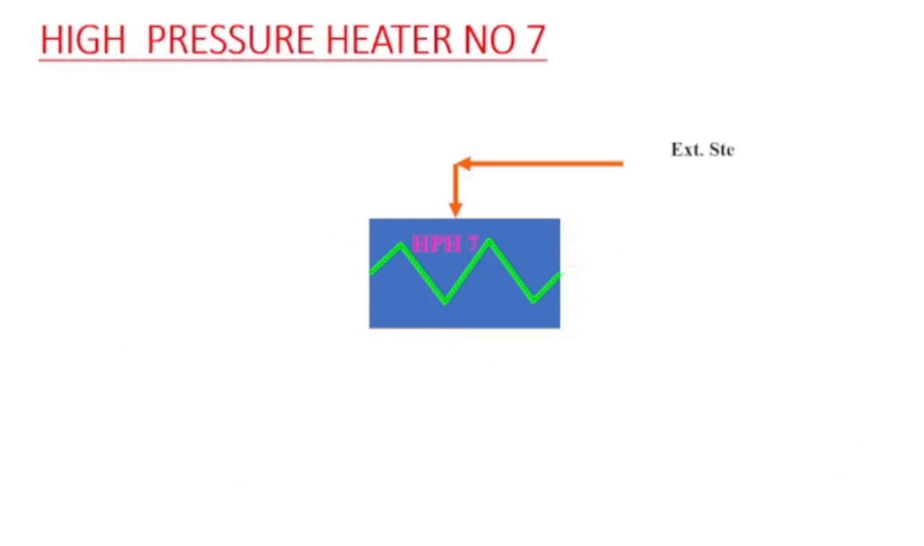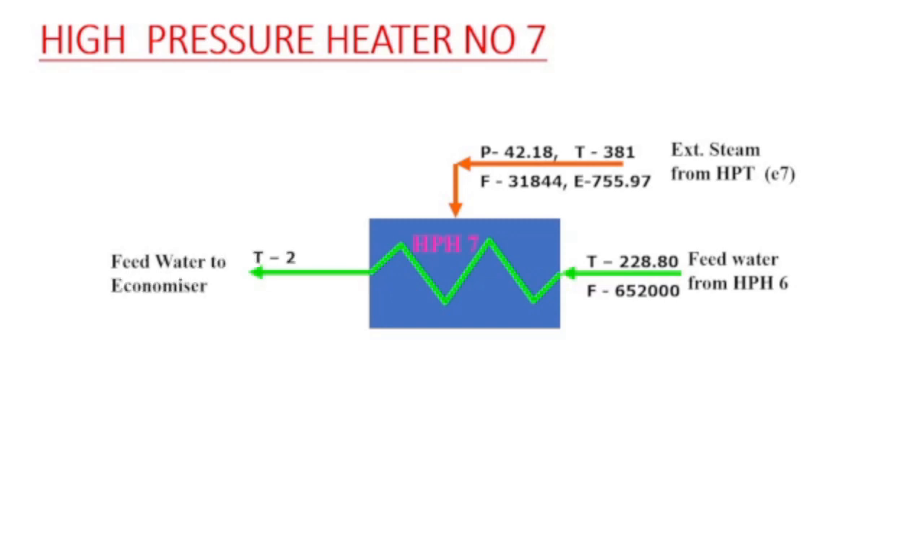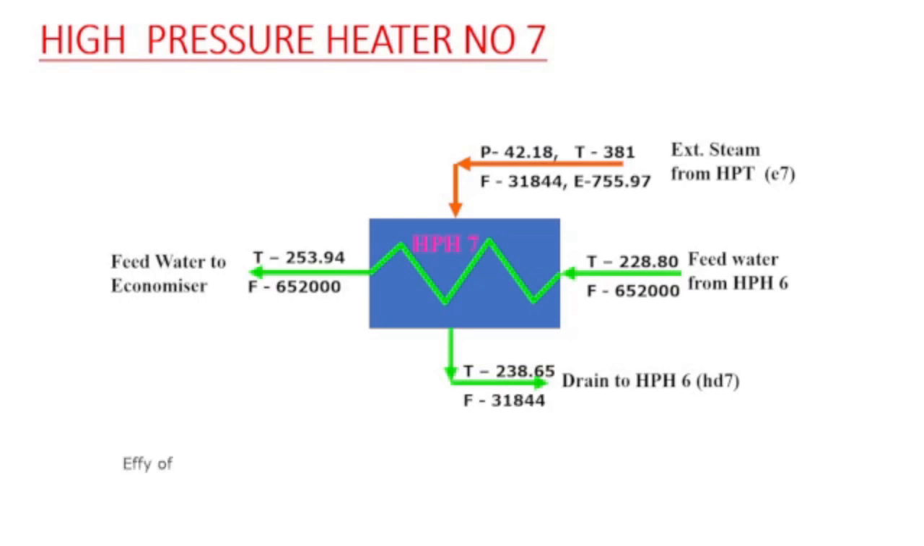Then high pressure heater number 7, it gets the extraction steam from the HPT E7. The steam temperature and pressure parameters are there. The feed water from HP heater 6 enters into the HP heater 7 with a temperature of 228.80 degrees centigrade, and the temperature rises to 253.94 degrees centigrade. The drain of this heater goes to HP heater number 6. If you calculate the efficiency, that would come to around 99.5%.